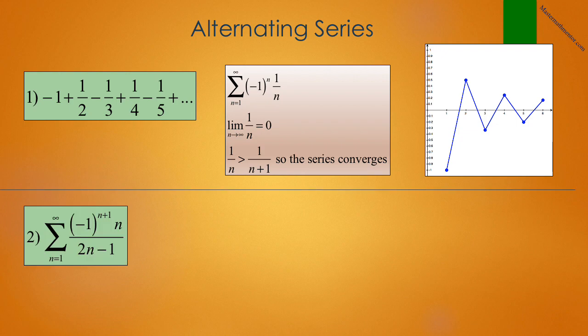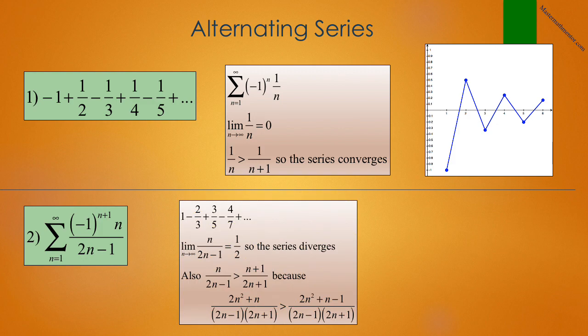Number 2 is different as the problem is given in sigma notation form. Sigma n equals 1 to infinity of negative 1 to the n plus 1 times n over 2n minus 1. And again, we would like to show whether this is convergent or divergent.